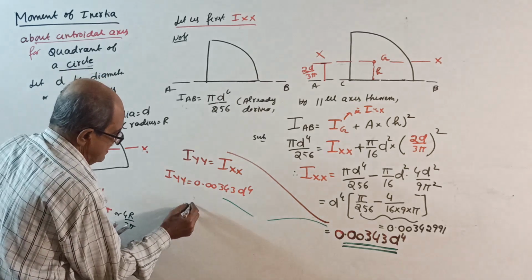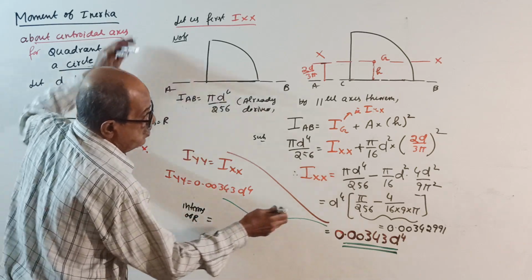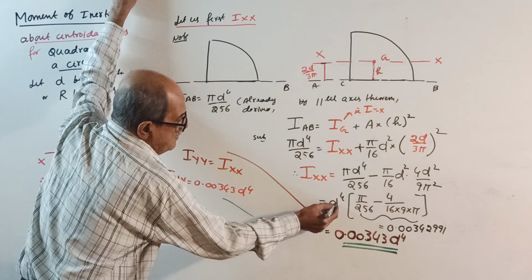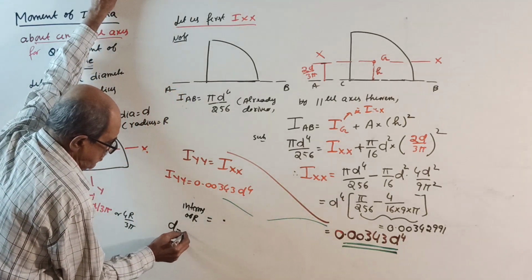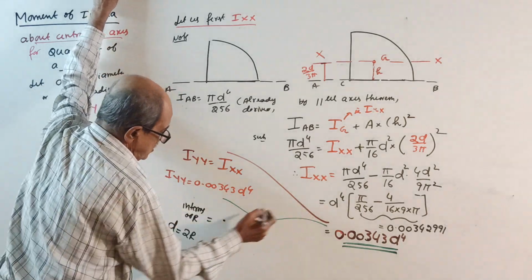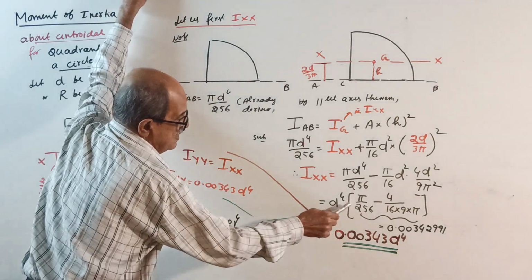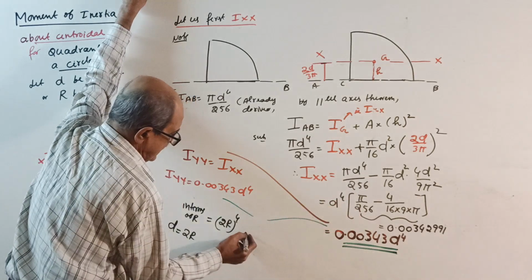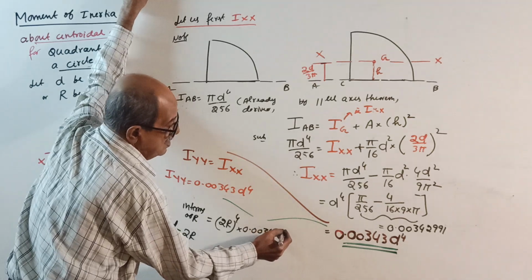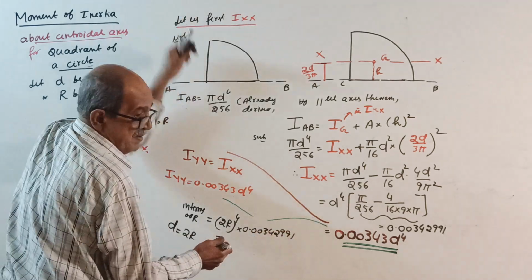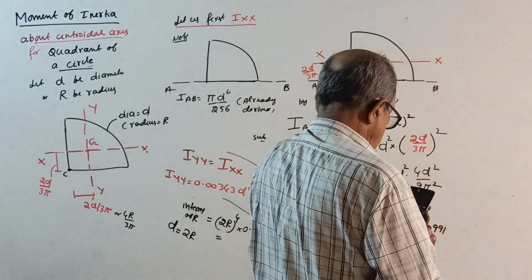In terms of radius, if required, equal to, what is the number there? D power 4, you make what? Substitute, replace d equal to 2 times r. So it is 2r power 4 into that number. How much is that number? 0.00343 or this will become whatever the number is there, multiplied by 16.